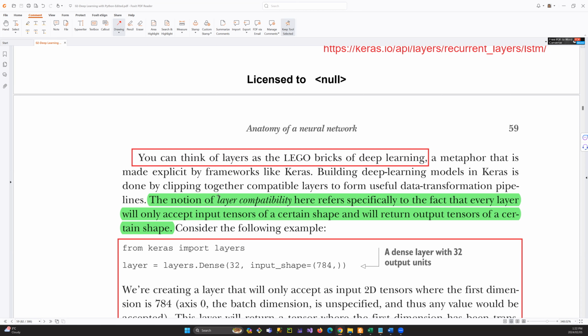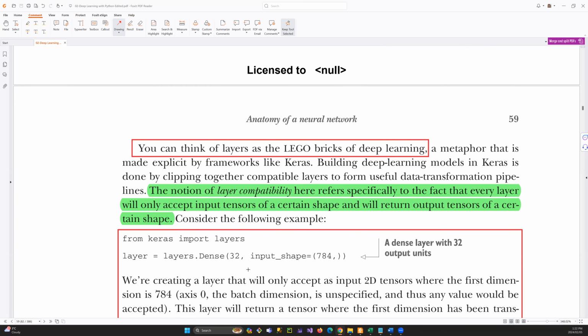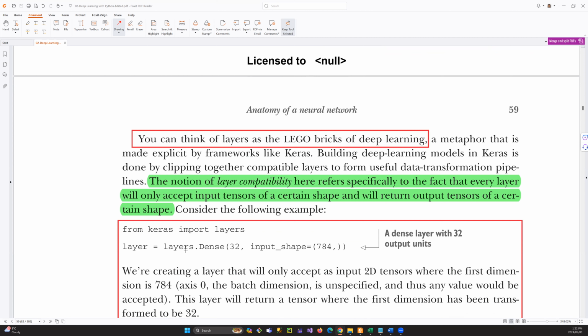And it says that the notion of layer compatibility here refers specifically to the fact that every layer will only accept input tensors of a certain shape and will return output tensors of a certain shape. Look at here. Because we want to define a layer which has 32 neurons, and when I talk about these 32, it means the current layer, we say that the input shape contains 784.